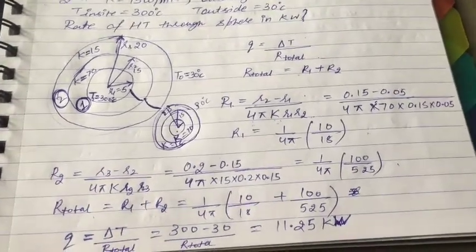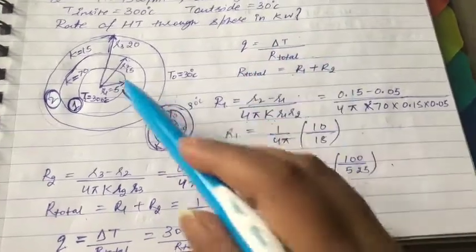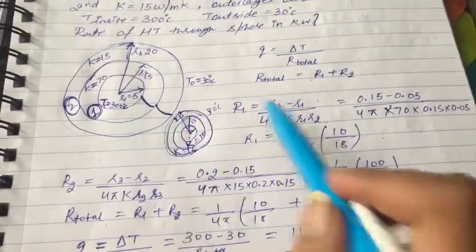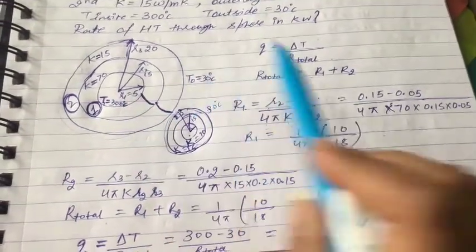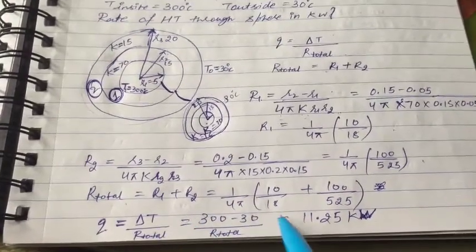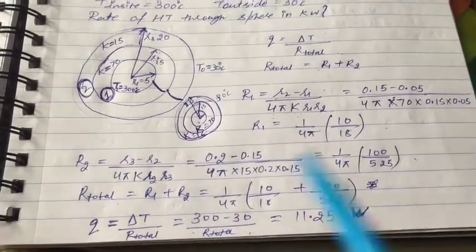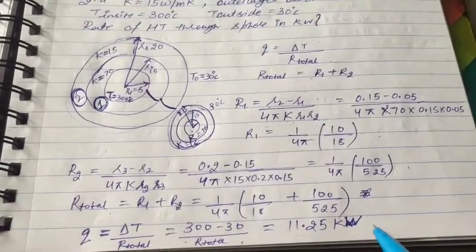And for the temperature difference, we know the inside temperature is 300 degrees Celsius and the outside temperature is 30 degrees Celsius. So delta T would be 300 minus 30 upon the R total we have calculated. So putting in the values, Q comes out to be 11.25.